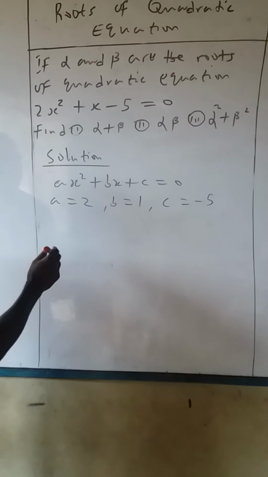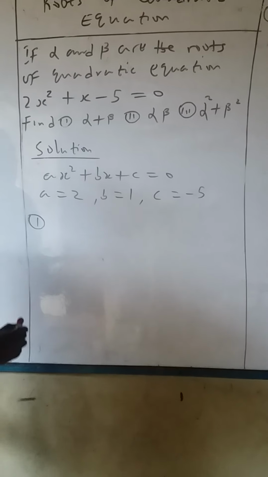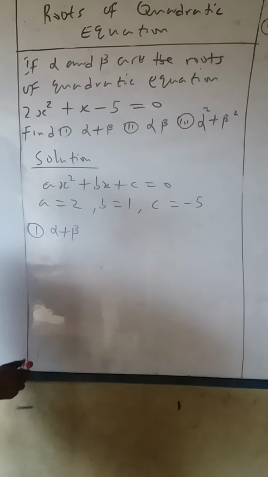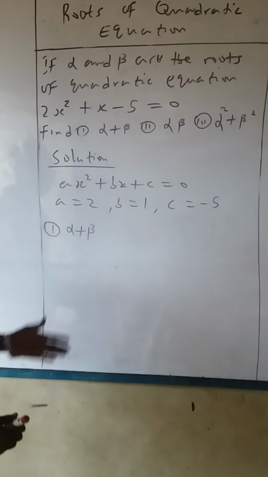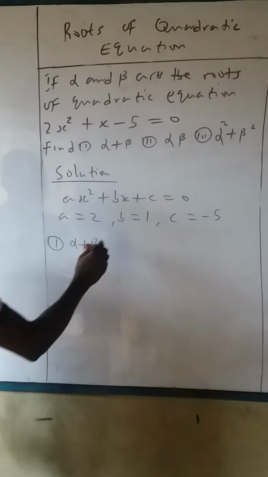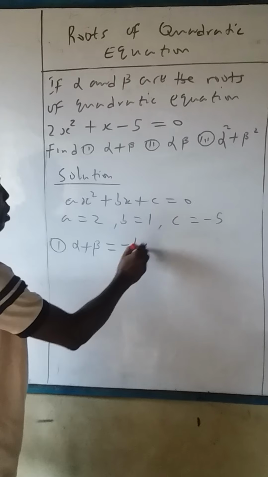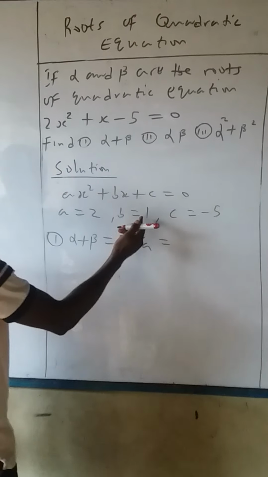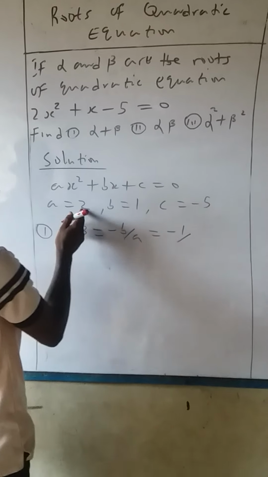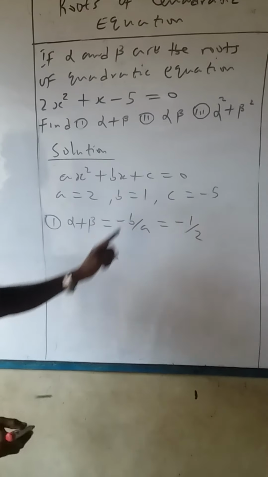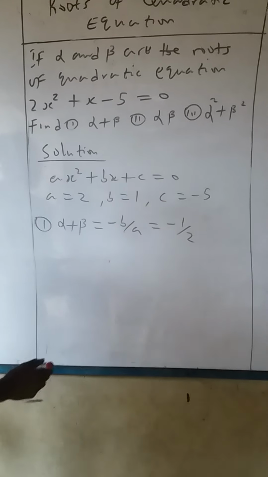To solve for alpha plus beta, I write alpha plus beta, which happens to be the sum of the two roots, and this is going to be minus b over a. Minus b over a becomes minus 1 over 2, that is, b is 1 and a is 2.